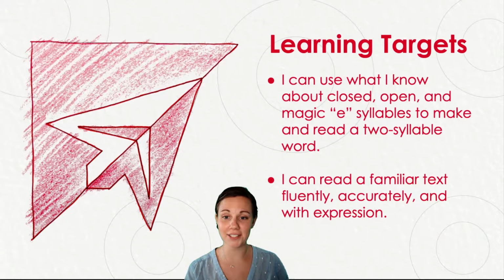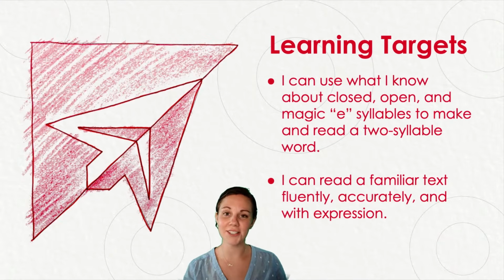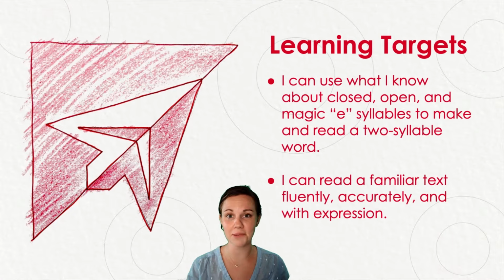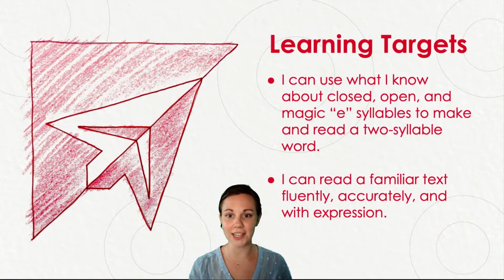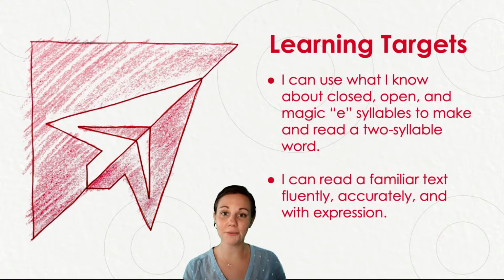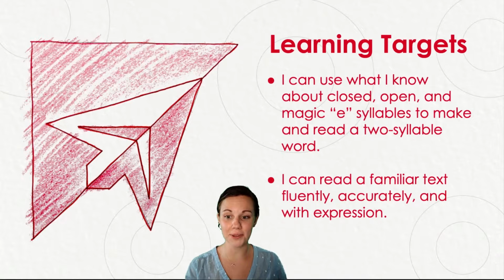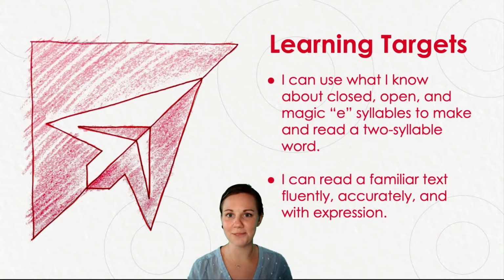Our first learning target: I can use what I know about open, closed, and magic E syllables to make and read a 2-syllable word. Our second learning target: I can read a familiar text fluently, accurately, and with expression. We'll dig more into that as we go.